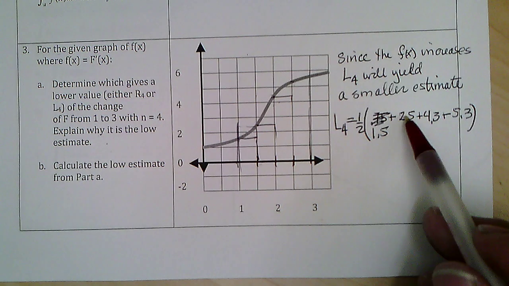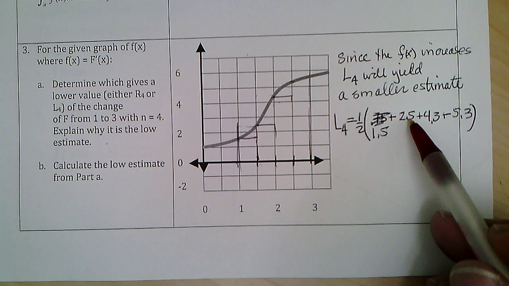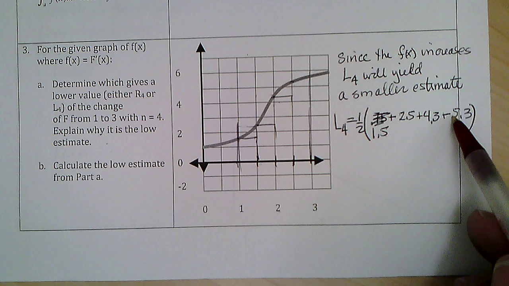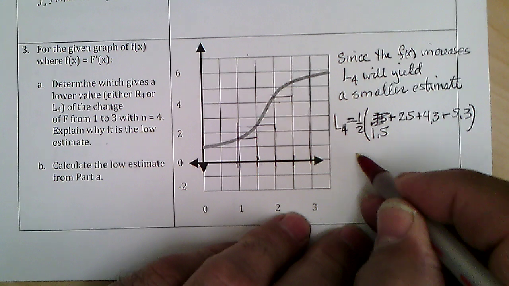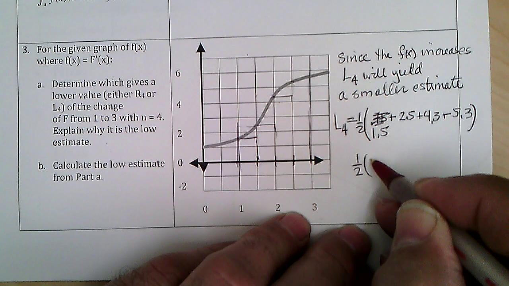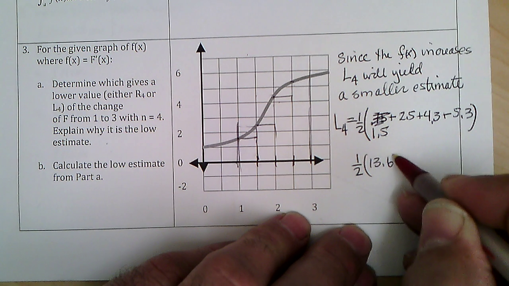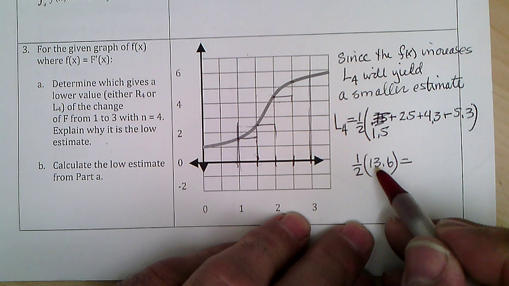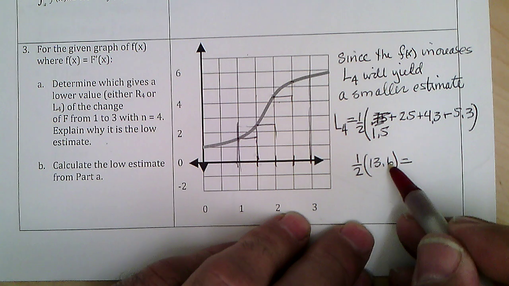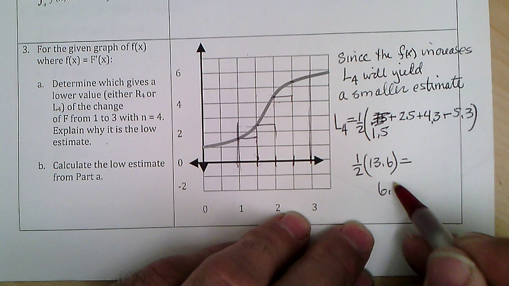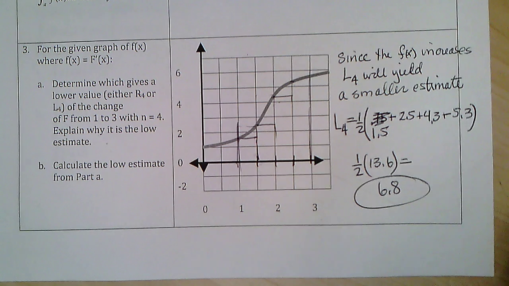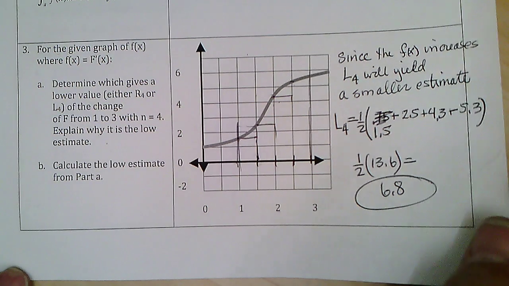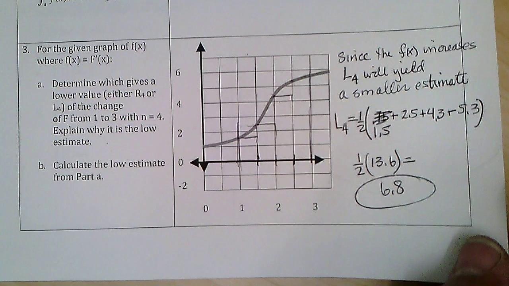So 1 1/2 plus 2 1/2 is 4. 8 plus 5 is 13.6. 1/2 times 13.6 is going to be 6.8, I believe. And we don't know what this is, so we can't give the units. But that's the change in capital F over that interval.